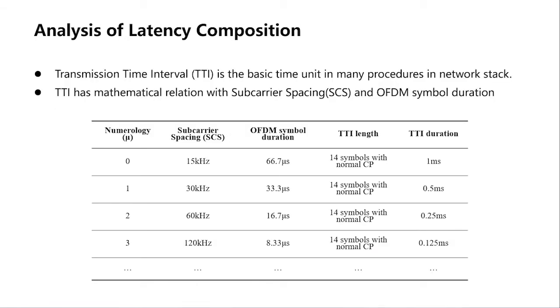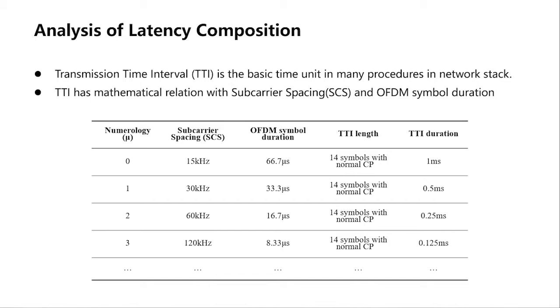So next, let's look at another factor that may impact latency, named transmission time interval, the TTI. It is the basic time unit and decides the time granularity for many procedures in the network stack. TTI is mainly decided by the design of the frame structure. In 4G LTE, TTI is fixed to 1 millisecond due to the static frame structure, which is equal to the duration of one subframe. In 5G NR, numerology is introduced to adjust the frame structure dynamically.